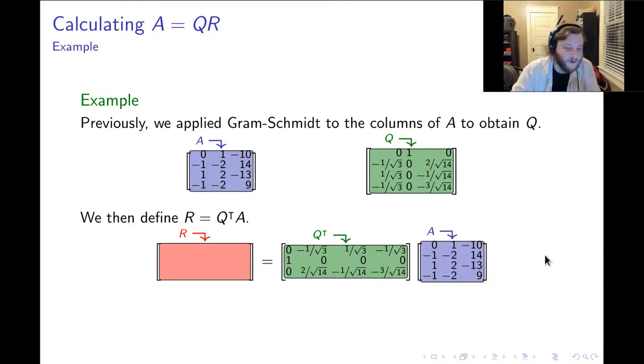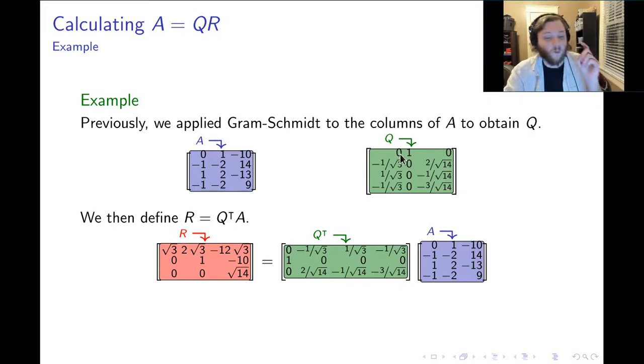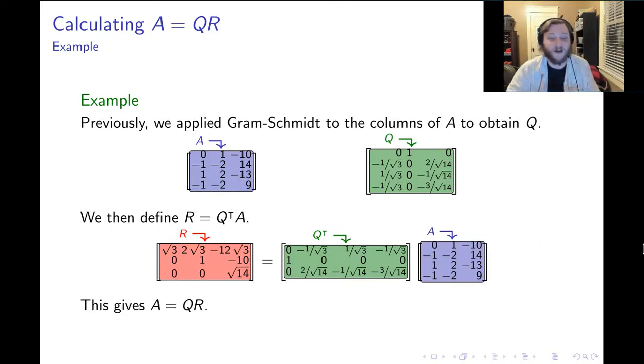And when I went through the multiplication, I got this upper triangular R. The first row is root 3, 2 root 3, negative 12 root 3. The second row is 0, 1, negative 10. And the third row is 0, 0, root 14. So that gives me my QR factorization. A is QR, and we got Q by applying the Gram-Schmidt algorithm to the columns of A. And then R is this upper triangular matrix, which is Q transpose times A. So we have now successfully calculated a QR factorization of A.